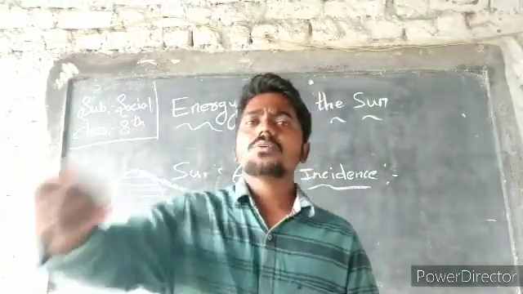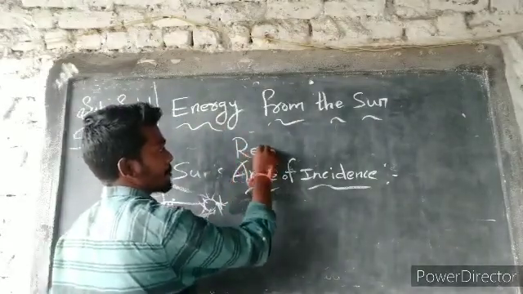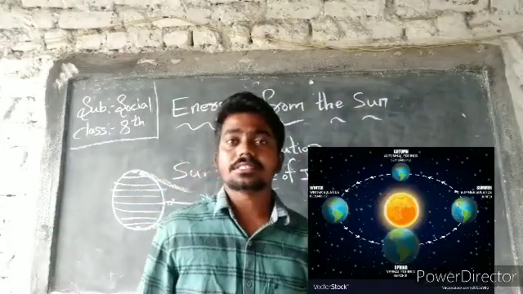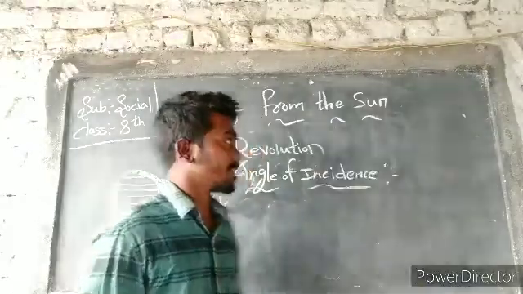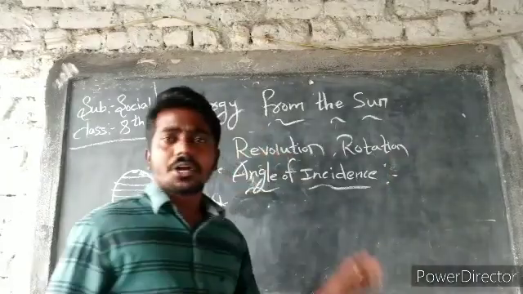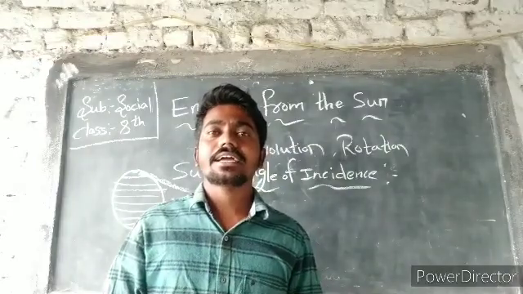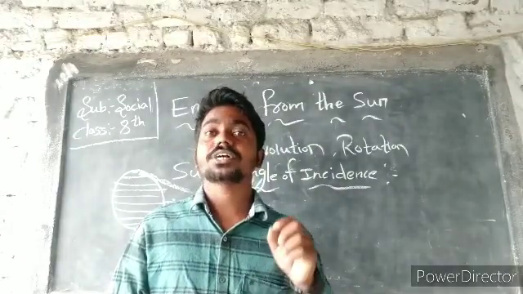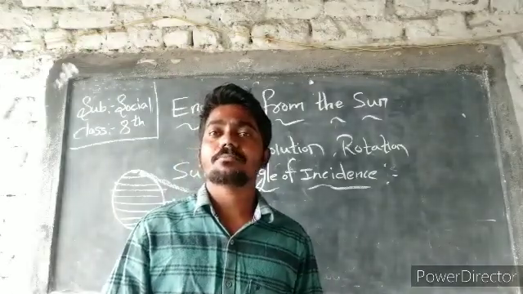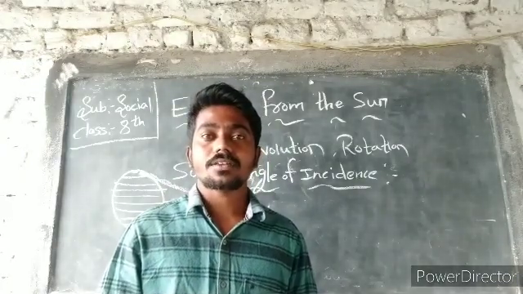Okay, the earth goes around the sun. What is called a revolution? You have to know the difference between revolution and rotation. Rotation means the earth moves around its own axis. It is called earth rotation. The earth moves around itself. How much time does one rotation take? 24 hours. That will come in the third lesson.